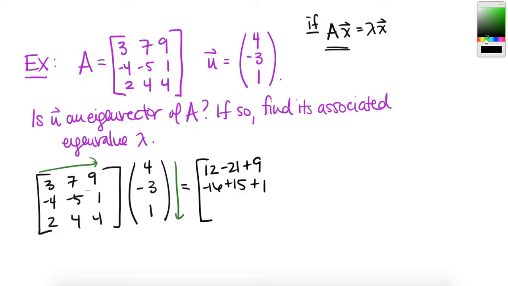And the last row: 2 times 4 is 8, 4 times negative 3 is a negative 12, 4 times 1 is 4. And we add all of those together.